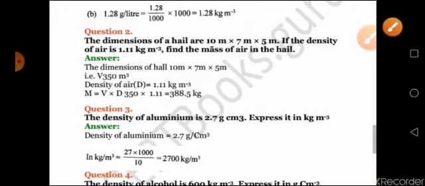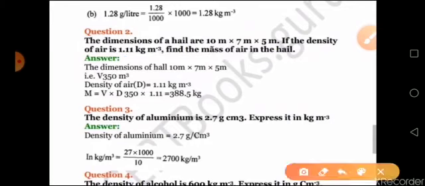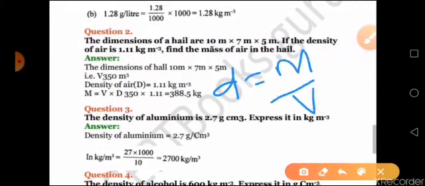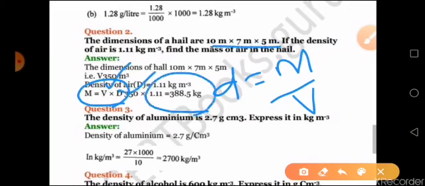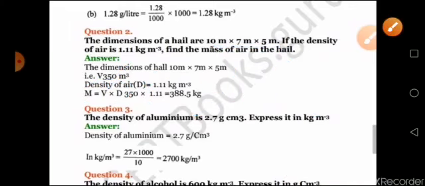Now see, since the dimensions length into breadth into height are given, you can find out the volume using the equation length into breadth into height. Now you know that the equation for density is mass upon volume. And now from this equation, mass will be equal to volume into density. Volume you have found out using the given dimensions. Density is given in the question. Just multiply and find the answer. That is all about your question number 2.